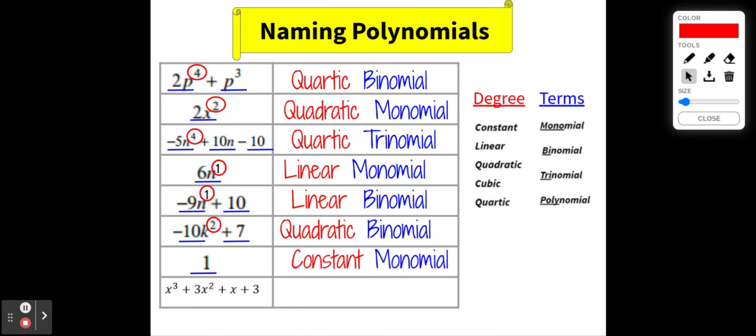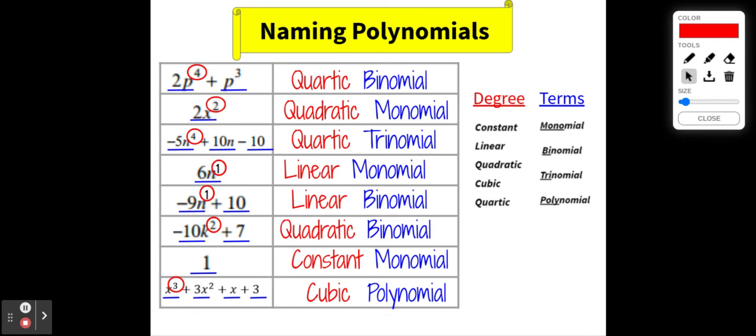Then in the last example, the first term is to the third power. A degree of 3 is a cubic. And then, being that there are 4 terms, we call it a polynomial, because that just means many. Anything after trinomial is just polynomial. So a cubic polynomial on the last one.